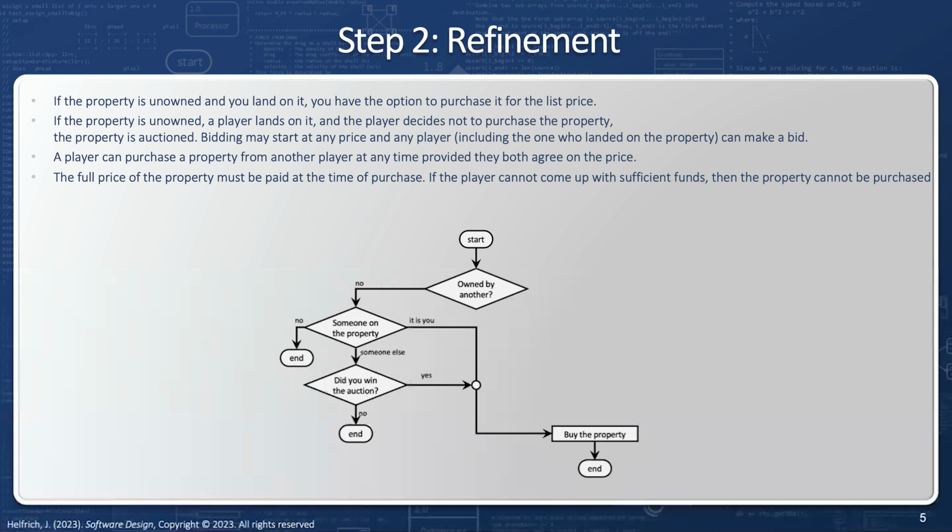And then if the player purchases a property, then they both agree on the price. Are you willing to sell? If they say no, then don't. If the answer is yes, then I can buy the property and I must pay the full price. So do you have enough cash? If the answer is yes, then buy it. If the answer is no, then you don't.